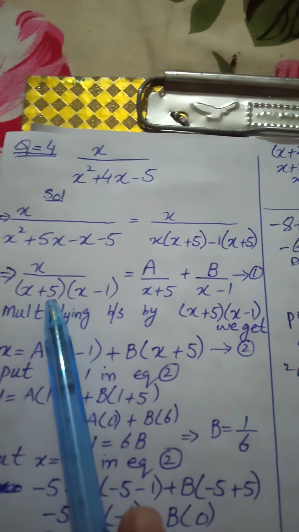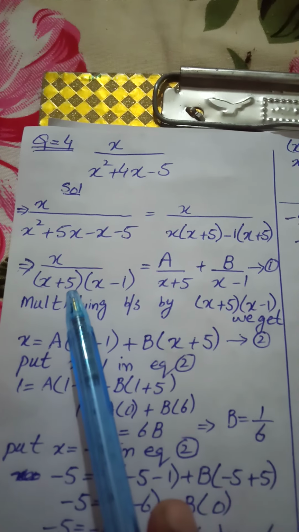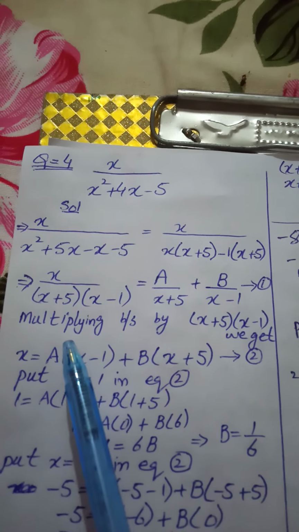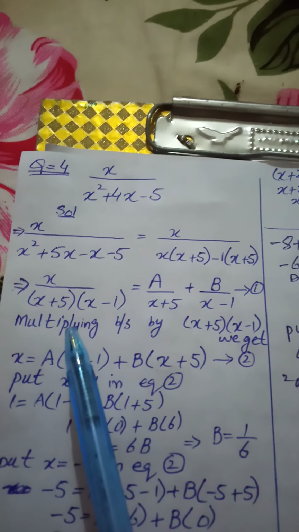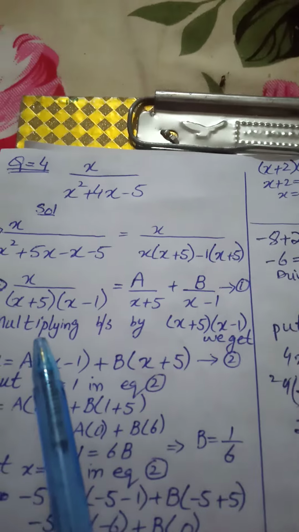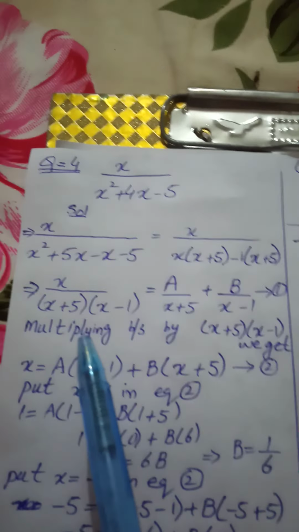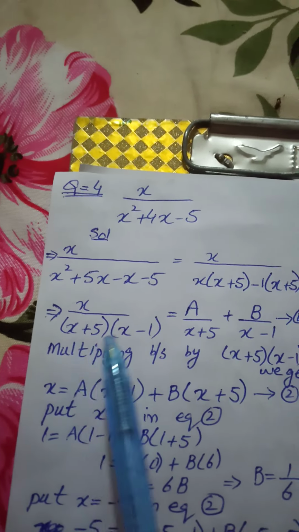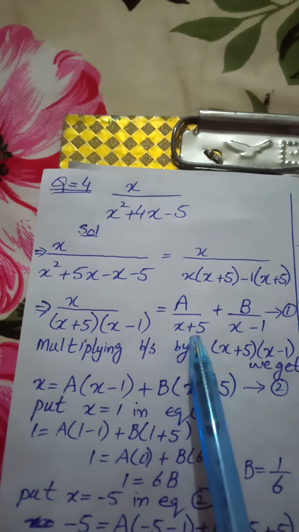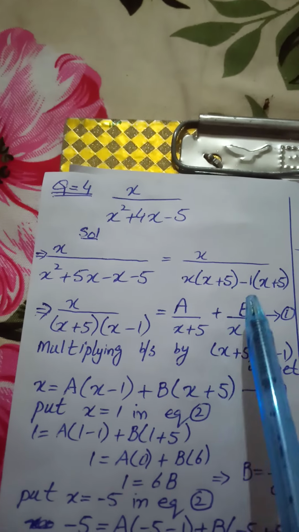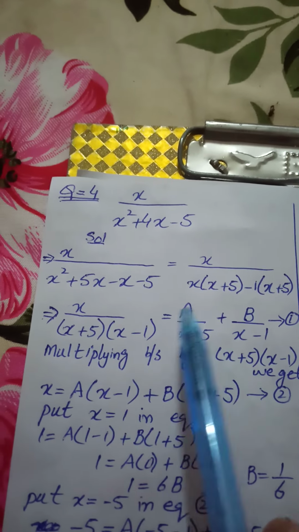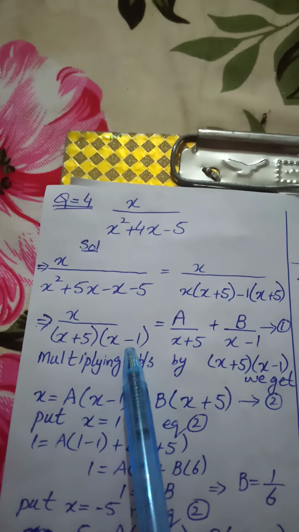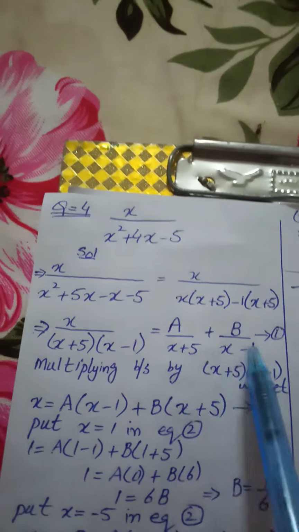Now we introduce constant terms like A and B. Either you can write A and B or anything else, like lambda, xi. It's up to you. Here this is x plus 5, so we can write A into x plus 5 plus B into x minus 1. A is the portion for this linear factor and B is the portion for the other linear factor, so we can write in this form.